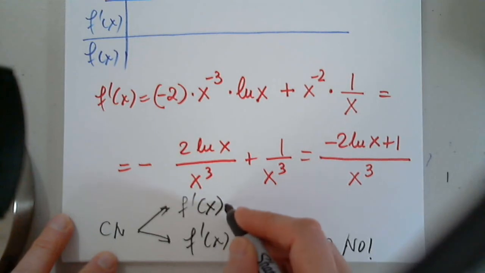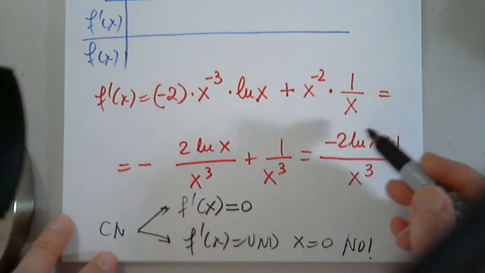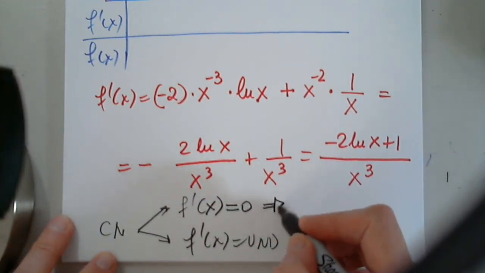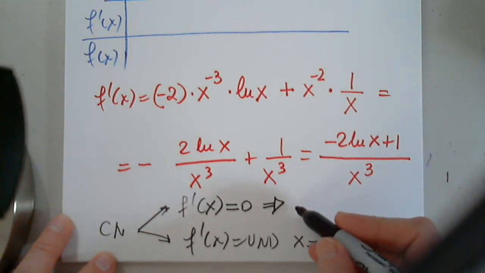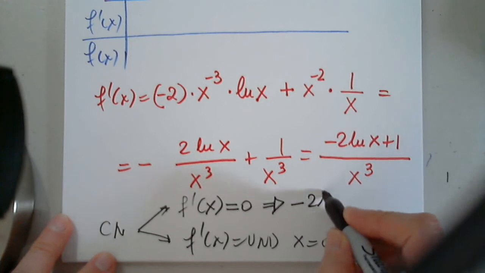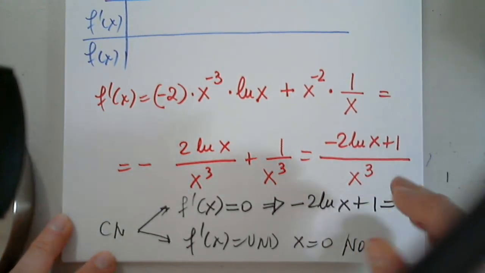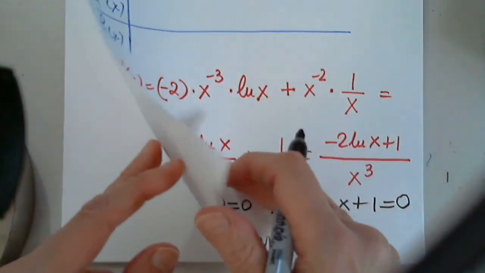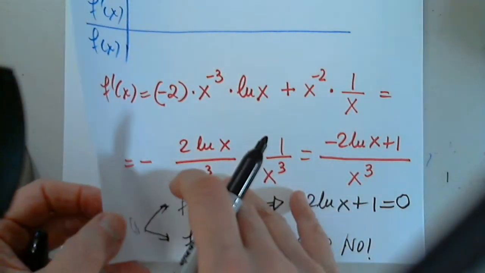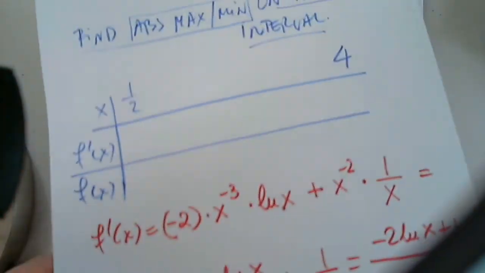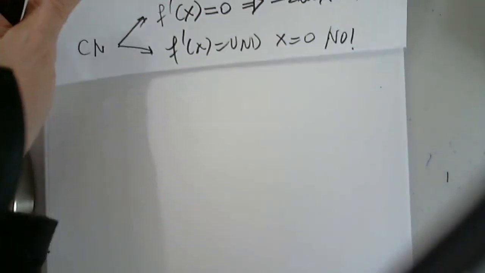F prime of x equals 0. Good. When is the fraction 0? When the numerator is 0. Let's solve the equation. If I can turn the page, maybe I can.